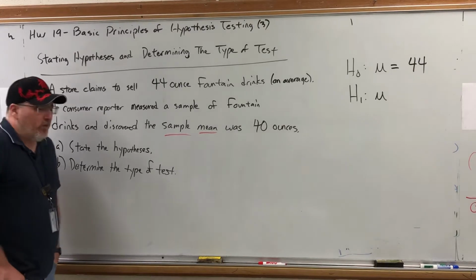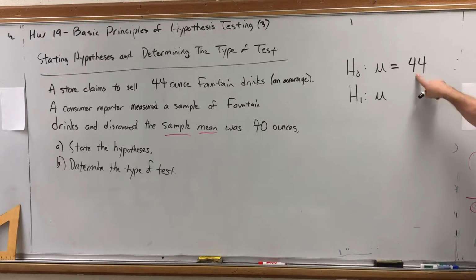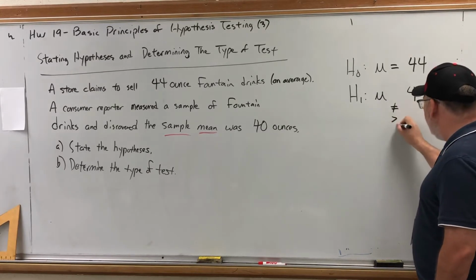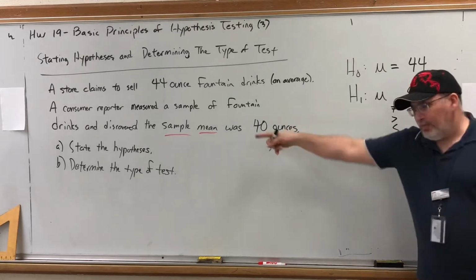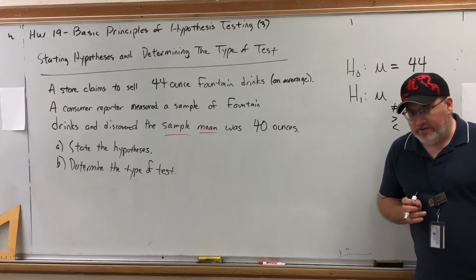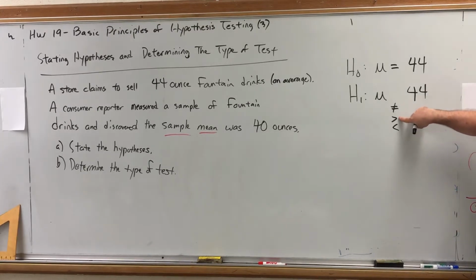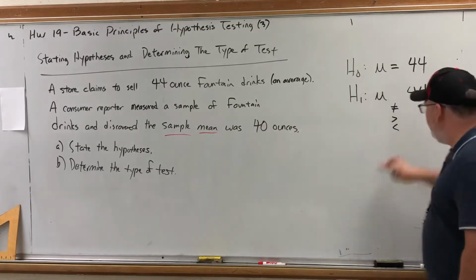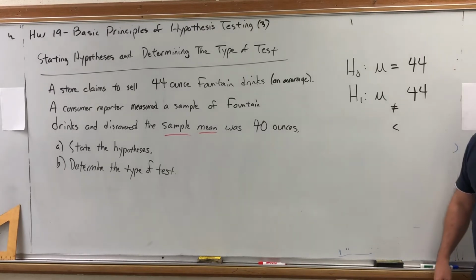Now, what does this suggest about the population mean compared to 44? We have one of three options here. We can say not equal to, greater than, or less than. But which of these does the sample evidence suggest might be the alternative hypothesis? I'll tell you which one it's not. It's not greater than, because this evidence doesn't suggest that it's greater than 44. So that leaves us not equal to or less than.